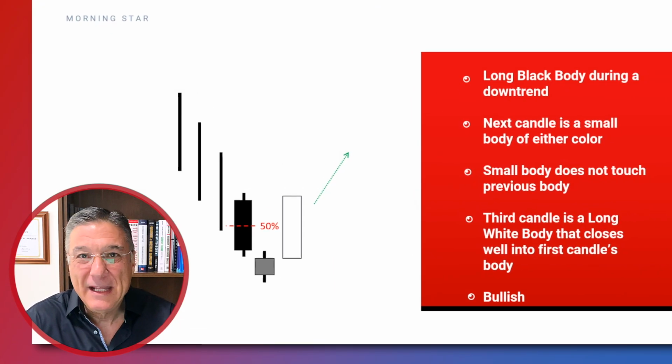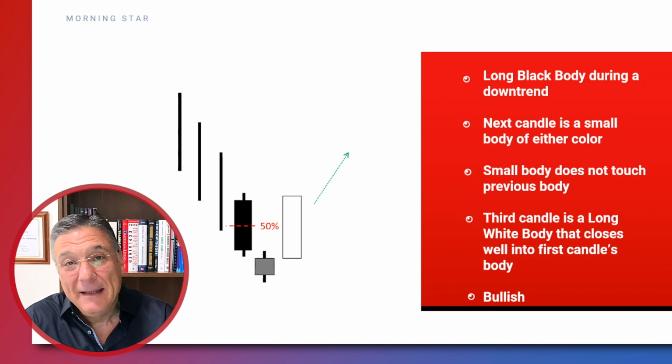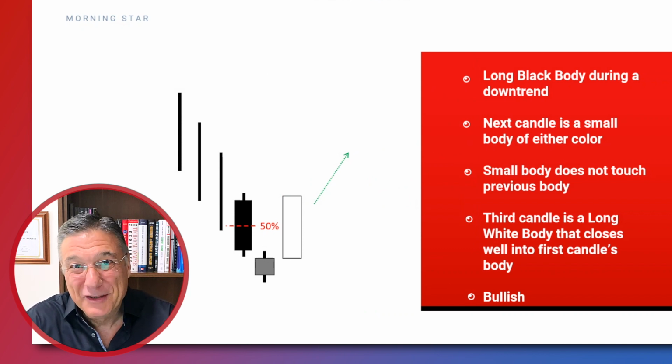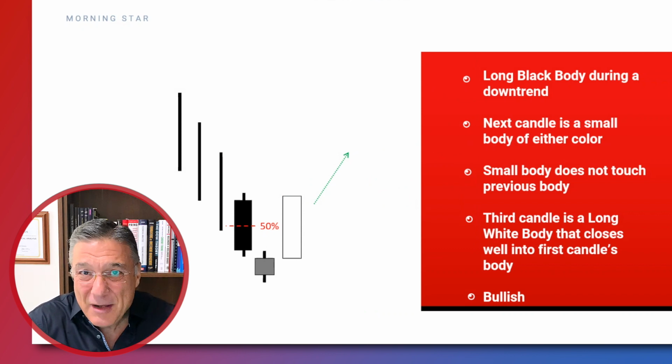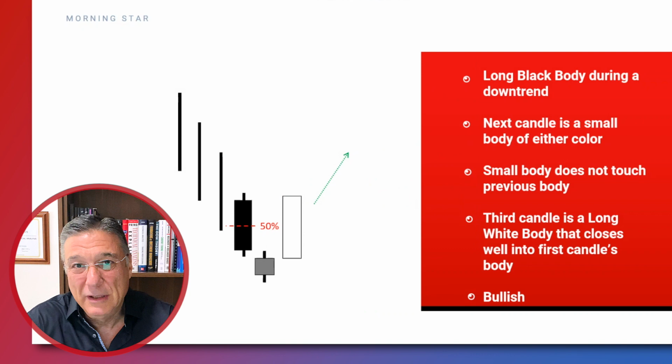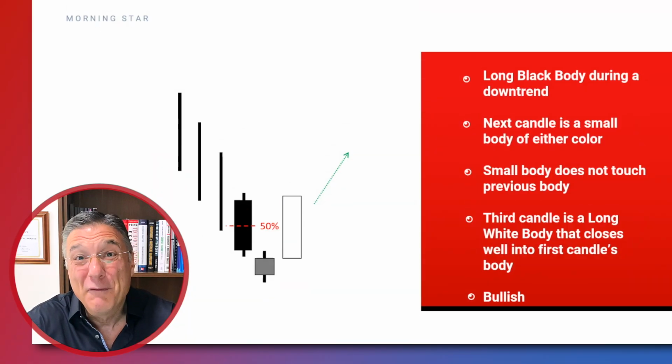The first candlestick is a long white body in the direction of the prevailing trend, in our case, in a downtrend. The second body is a small body. It has a small real body that gaps below the previous candle. When we say gap, we mean that the real bodies of the two candlesticks do not touch. The color of the second, small body is not important. It might be either black or white.